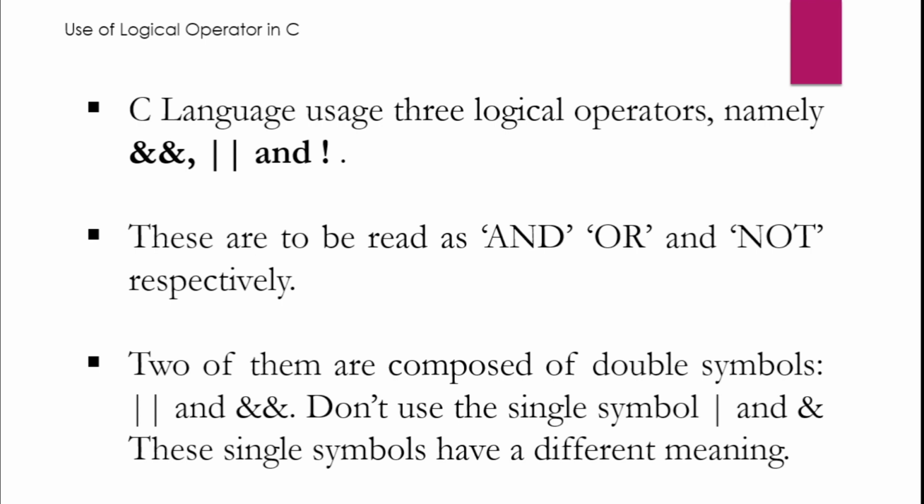Today we are going to see the use of logical operators in C. There are basically three logical operators in C: logical AND, logical OR, and logical NOT. Two of them are composed of double symbols, for logical AND and logical OR, because the use of the single symbol in C has a different meaning. These are the symbols for logical AND, logical OR, and NOT.